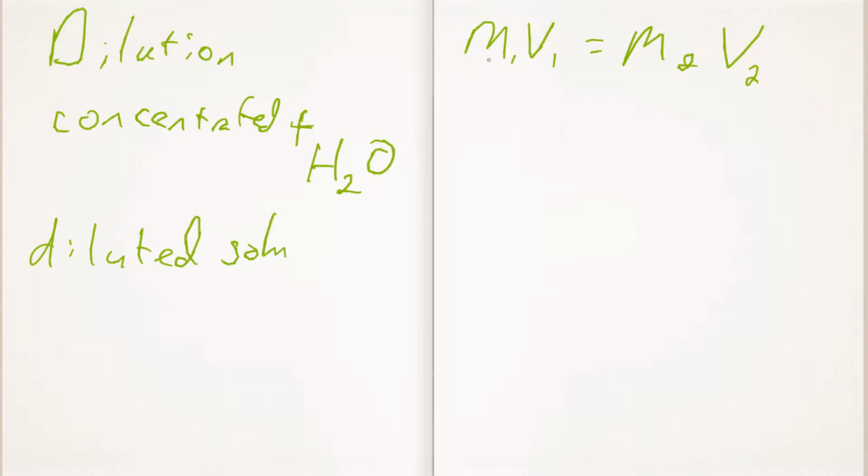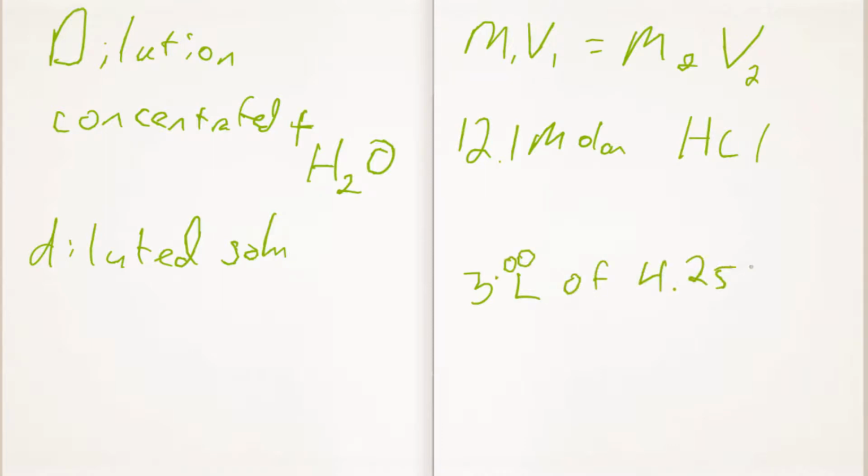M1 is the molarity of the first solution. V1 is the volume of the first solution. Let's say that you have a 12.1 molar solution of hydrochloric acid, and you would like to make 3 liters of 4.25 molar. How would you do that? Well, we're just going to plug into M1 V1 equals M2 V2.